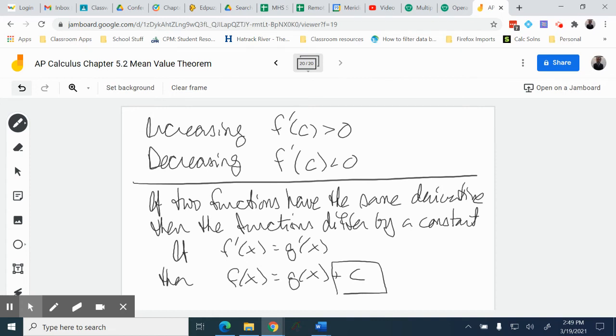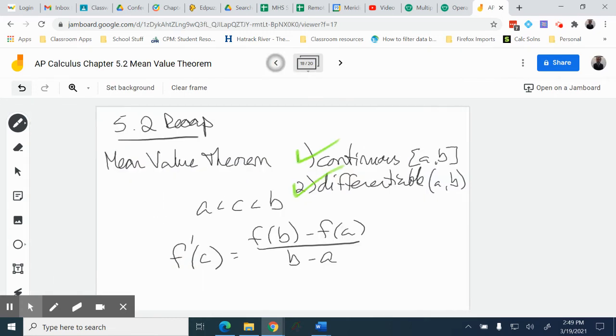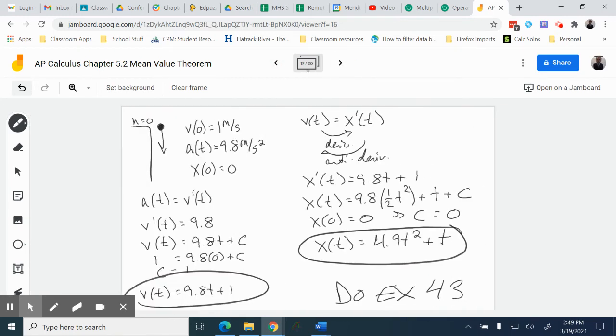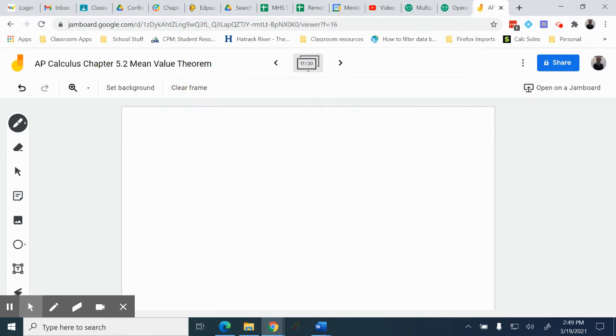And I have one more thing, and I am out of Jamboard room, so I'm going to just skip back and erase this since I'm not providing you with these anyway. You can always do a screenshot.